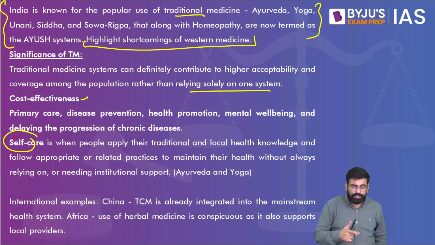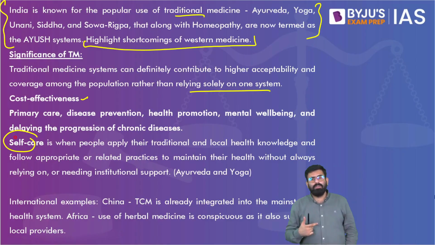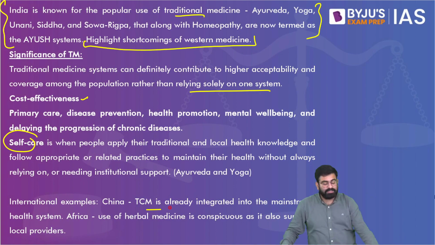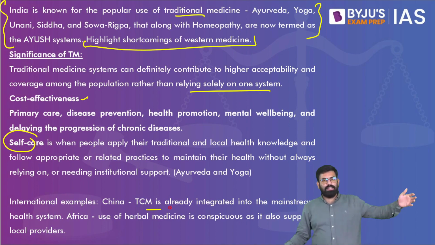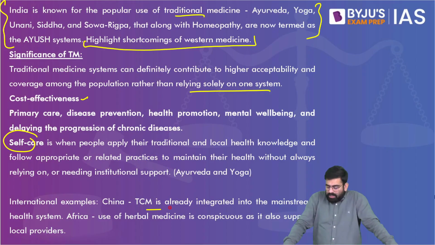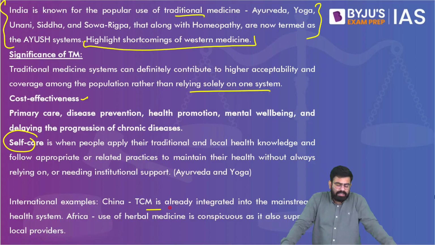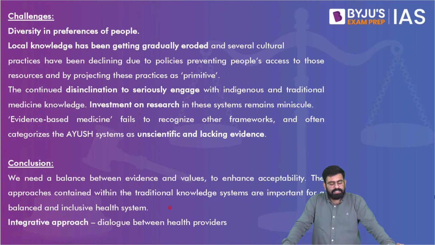Then you can actually use international examples. For example, the example of China has been mentioned here. They have integrated it in their mainstream health system. And if you look at China, they are faring well when it comes to all the indicators. When it comes to various indicators of health like IMR, MMR, etc., they are faring well compared to us. So you can use a few examples to substantiate anywhere. I've given 2-3 examples here: the example of Switzerland, the example of African nations, the example of China, which can be used. Then you think of challenges.